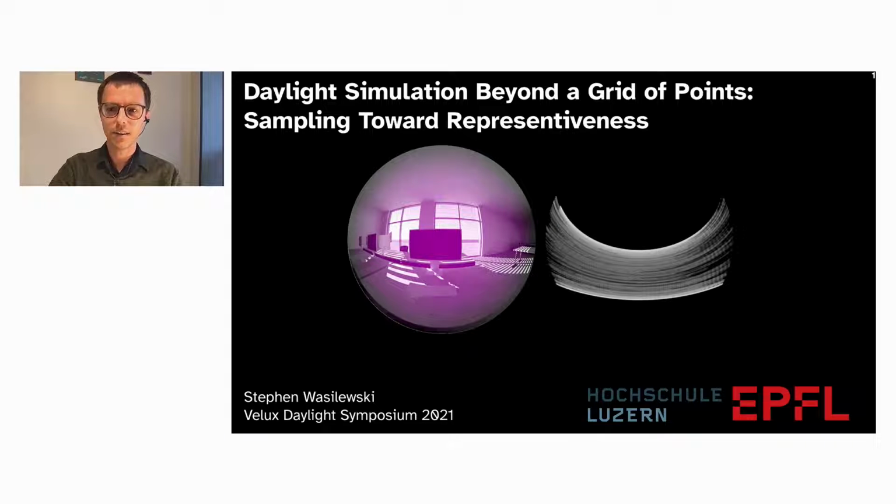Today I'm going to talk about the importance of representativeness for characterizing the daylight in an architectural space, as well as a simulation method that helps to efficiently reach this goal. Here, representativeness describes how similarly a set of samples behaves compared to the totality of conditions that occupants in a future building will experience.